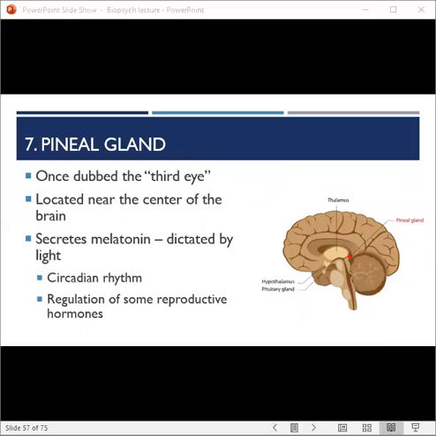For being such a tiny structure, the pineal gland has a colorful and misunderstood history. It's considered a somewhat mysterious organ as its function was discovered last out of all the endocrine glands. It was once dubbed the third eye, which originated for many reasons, ranging from its location deep in the center of the brain to its connection to light.